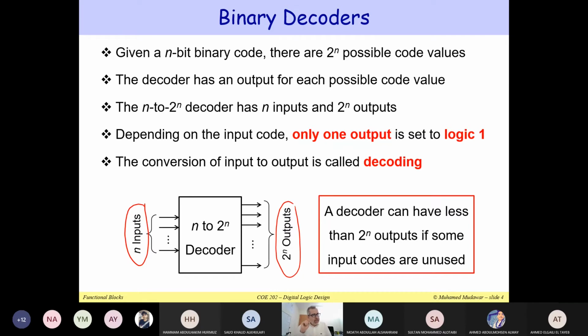Now, one important feature about the decoder is that only one output is set to logic 1, and all the remaining outputs are zeros. That's what the decoder does. It's going to produce 2 to the power n outputs. All of them are zeros except 1. Only one of the outputs will be equal to 1. And this conversion between input and output is called decoding.